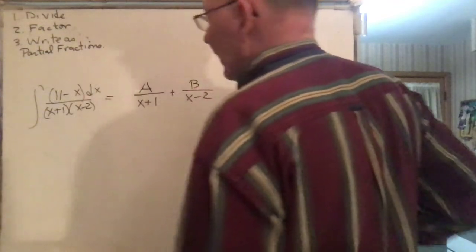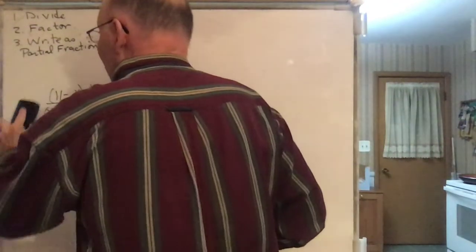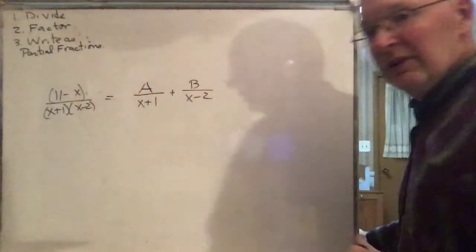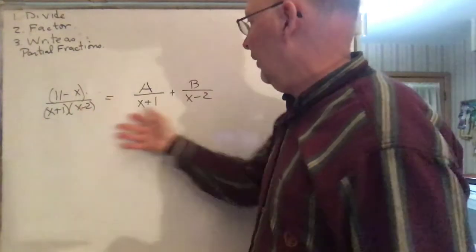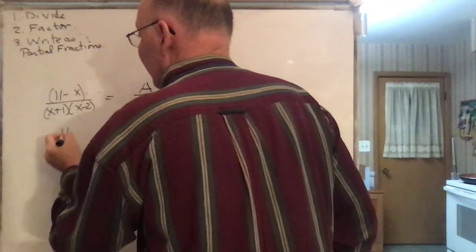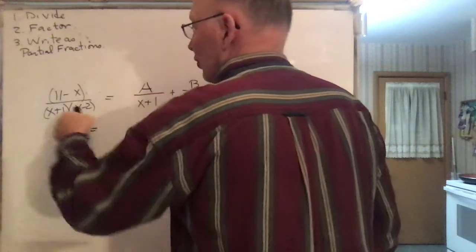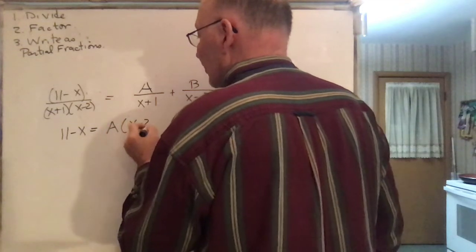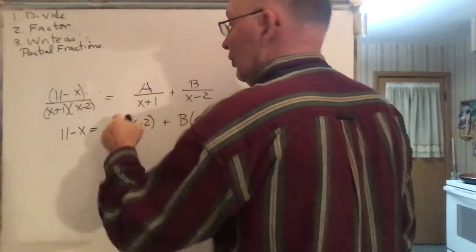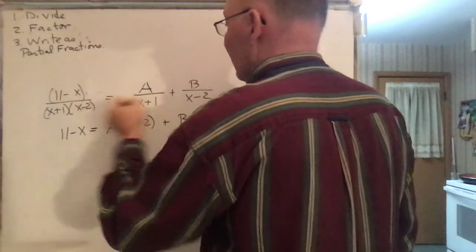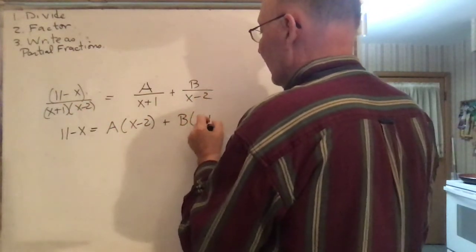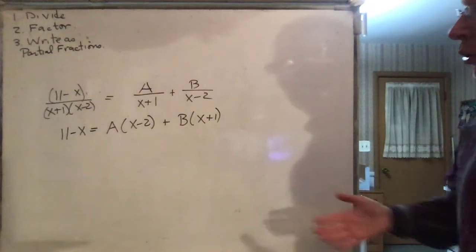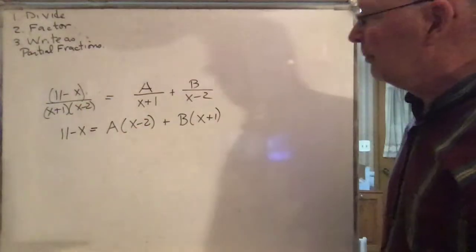So how do we go about finding A and B? As I say, it's just a bunch of algebra here. Well, watch. It's kind of clever. You just multiply through by your denominator. So here you're going to get 11 minus x is equal to A times the quantity x minus 2 plus B times the quantity x plus 1, because if I multiply through by the whole denominator, the x minus 2's cancel. See that? So this means the same as this.